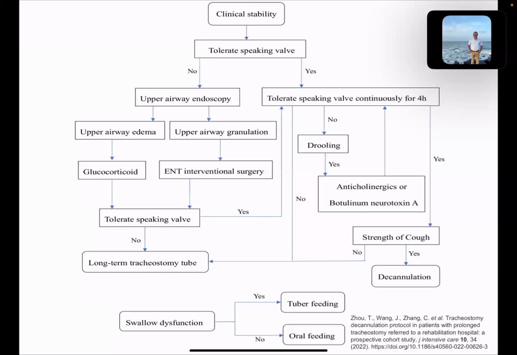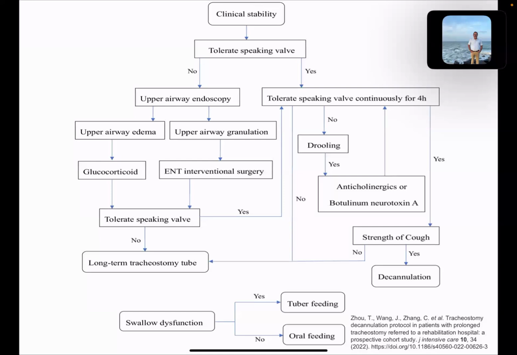Now the other group, the T. Wang group, had their own protocol. First, they assessed the patient's stability, and then they checked with the speaking valve whether the patient is able to tolerate it or not. If the patient is tolerating well, there is no drooling, and cough strength is good, then they straight away decannulate. If the patient is not able to tolerate the speaking valve, they did an upper airway endoscopy, or laryngoscopy, the same thing, and looked for upper airway edema or any granulation.